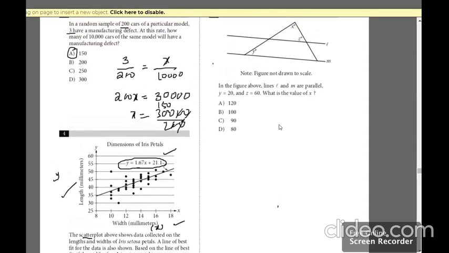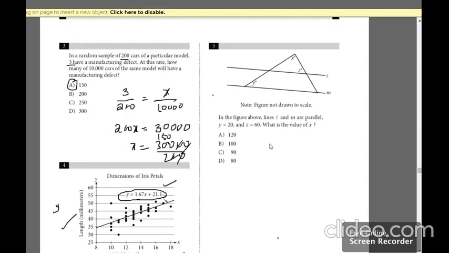Next question, 5th, it's on parallel lines. In the figure above, the two lines are parallel, and we know the property of parallel lines. We have a transversal. The interior angles on the same side will give us 180, and all corresponding angles will be equal. So angle Z is already given to us, which is 60. So it means inside this is 60. We have to work it out and get what x is.